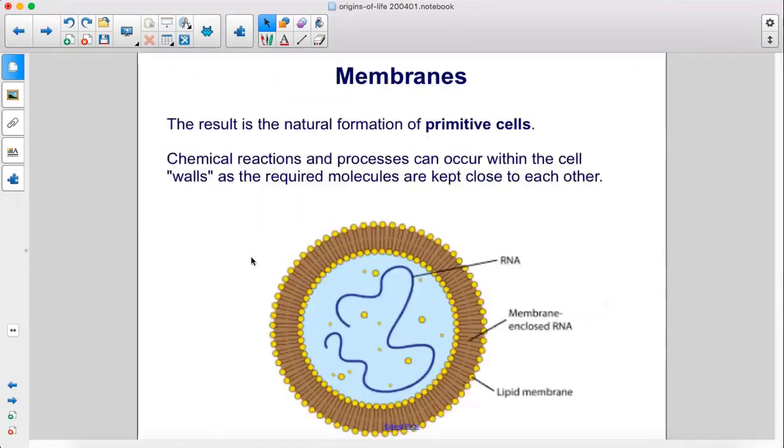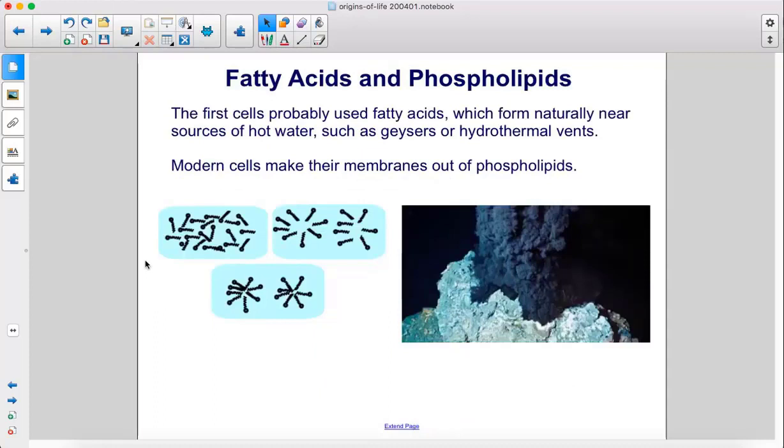The result is the natural formation of primitive cells. Chemical reactions and processes can occur within the cell walls as the required molecules are kept close to each other. Here we have the RNA, membrane, enclosed RNA, and the lipid membrane. The first cells probably used fatty acids, which form naturally near sources of hot water, such as geysers or hydrothermal vents. Modern cells make their membranes out of phospholipids.